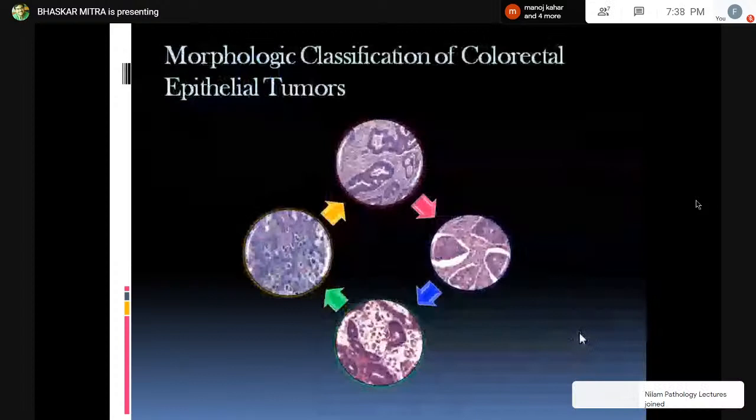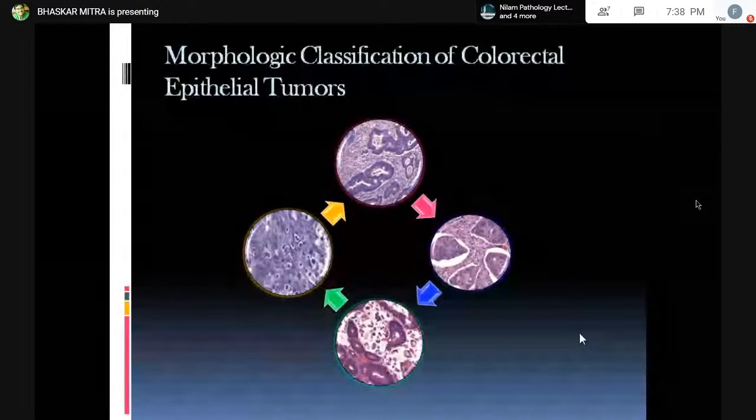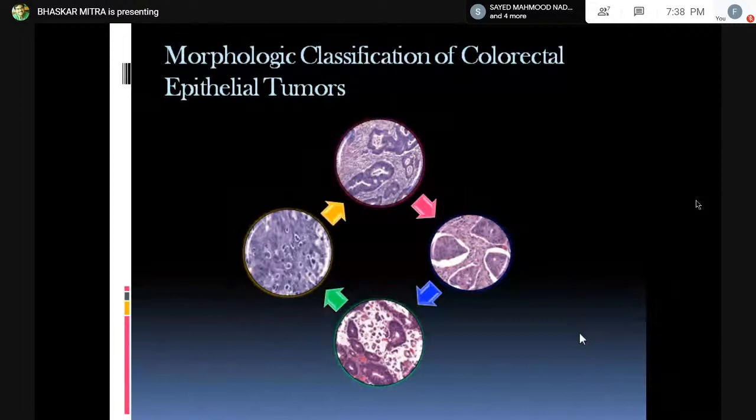One thing I try to focus on today is the epithelial carcinoma, because the neuroendocrine tract is already covered. So I will mainly focus on the colorectal carcinomas. Now, colorectal carcinomas are mostly adenocarcinomas, but definitely they have variations. These are the different types of variation.